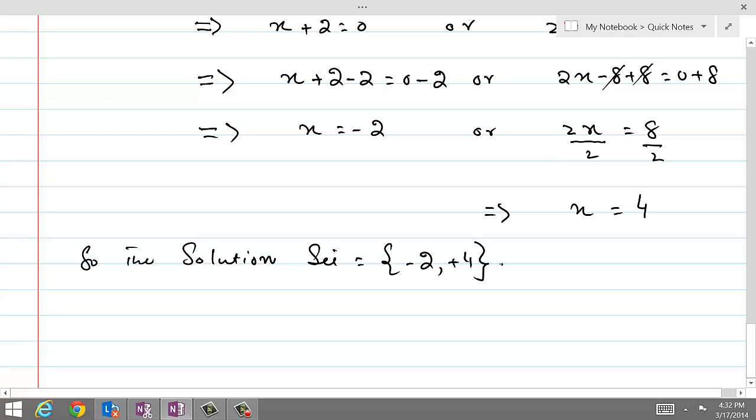We can do the verification of this as well. If we substitute minus 2 instead of x in the given equation, definitely it should give us 0 on both sides, and the same for 4, it should balance the equation on both sides.